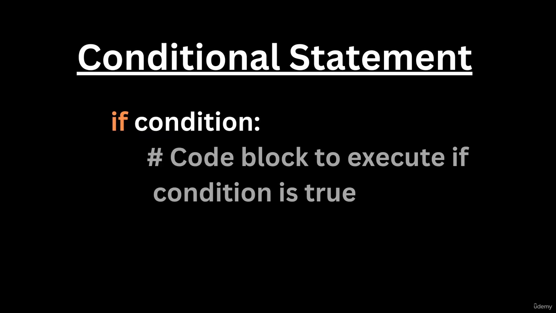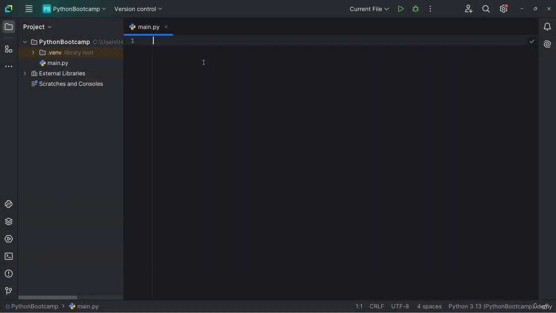Let's have a practical example. Let's say we have a variable with the name of temperature, and the value of temperature is 20 degrees C. Now we want to execute a certain block of code if the temperature is greater than 15 degrees C. To write a conditional statement, you start with the if keyword, followed by the condition. The condition that we want to provide is if temperature is greater than 15. Then we have a colon.